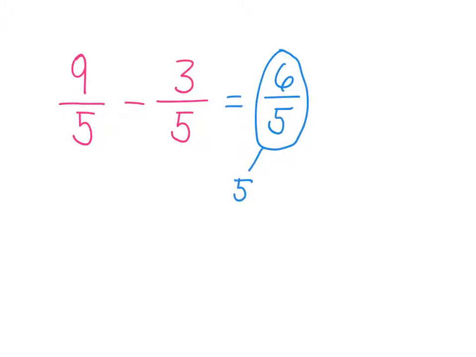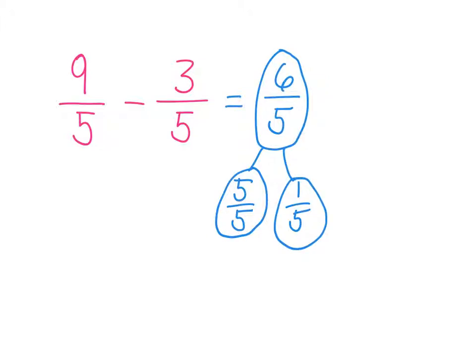So how much makes a whole there? It would be 5/5, which would be a whole. And how much do we have left over? We have 1/5 left over. So now let's put that together. We've got 5/5, which represents a whole, and we are left with 1/5. So 9/5 minus 3/5 equals a mixed number of 1 and 1/5.